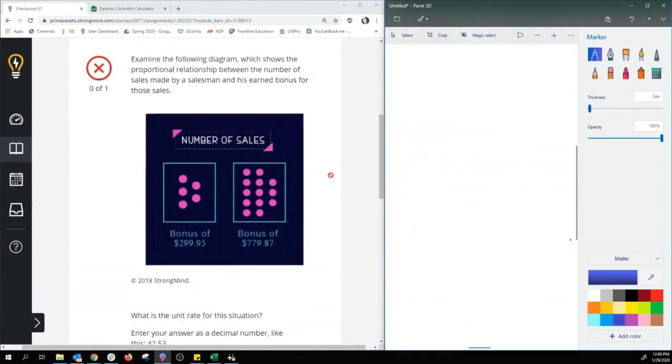All right. Next question says, examine the following diagram, which shows the proportional relationship between the number of sales made by a salesman and his earned bonus for those sales. So it looks like he made 1, 2, 3, 4, 5 sales and had a bonus of $299.95. And then he had 1, 2, 3, 4, 5, so 13 sales. He had 13 sales, which gave him $779.87.